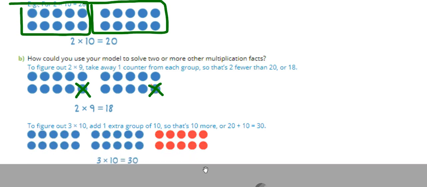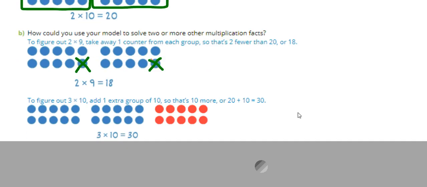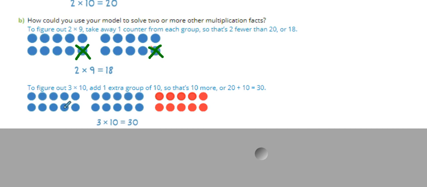All right. This person added on, okay? Again, they had their 2 groups of 10. They knew that's 20. They added another group of 10 to make 30.